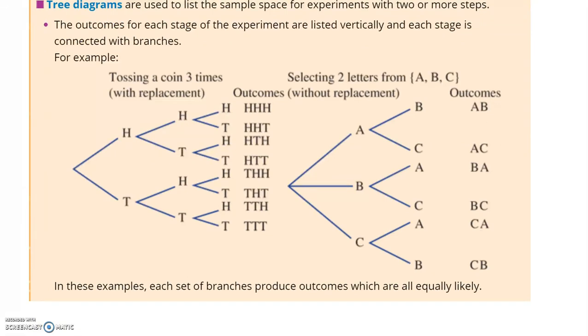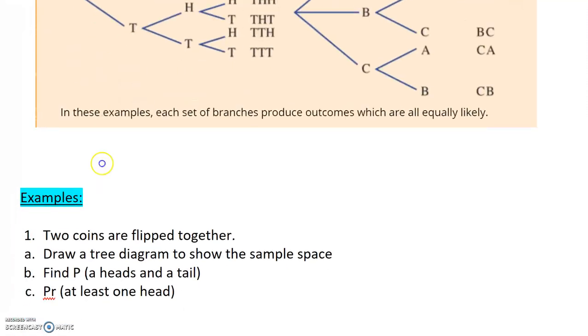So if you have a look, now this is a 1, 2, 3-step experiment, which means you are flipping the coin 3 times. Okay, and then the second one is without replacement, a 1, 2-step experiment, but it's without replacing. So you're selecting the letters, but you're not replacing them, you're not putting them back. All right, now let's look at some examples.